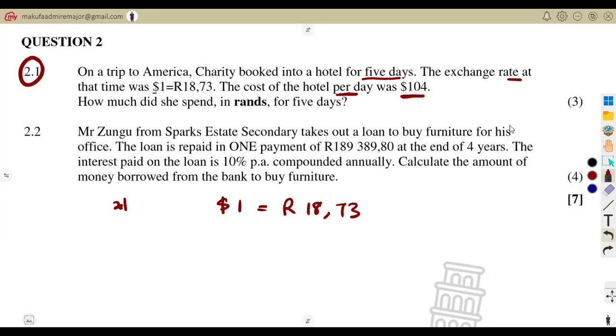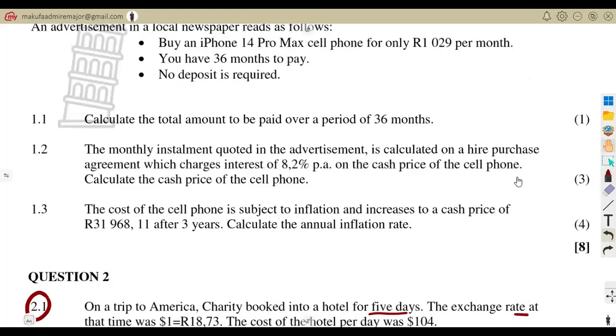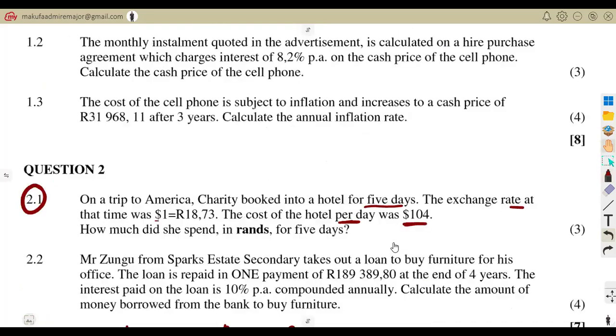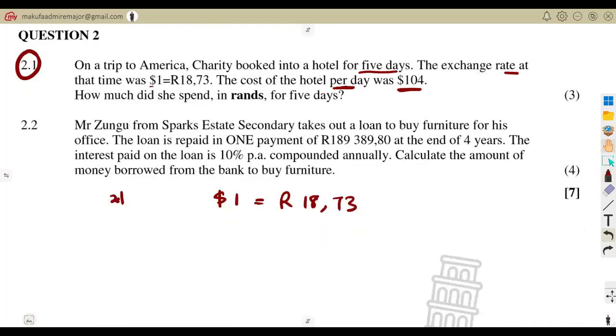The cost of the hotel per day, I talked about this issue of per. If you still remember, when we're dealing with per month, each and every day, per day, each and every day is supposed to pay $104. How much did she spend in rands for 5 days? For these 5 days that are indicated here.